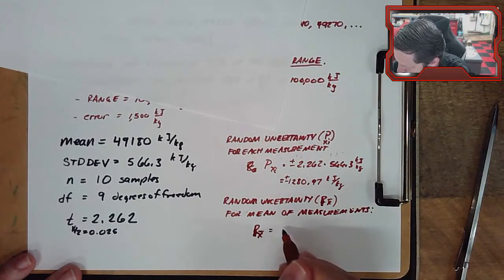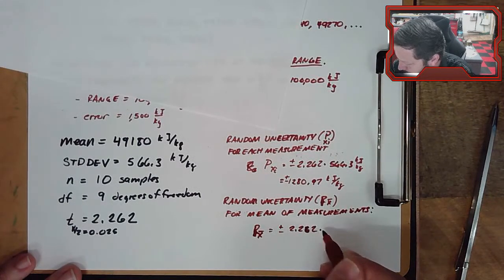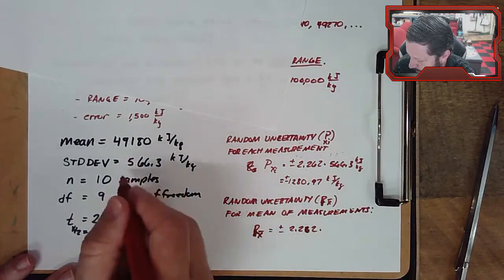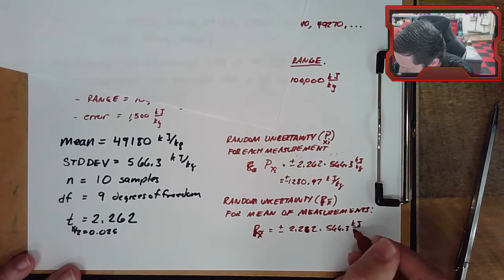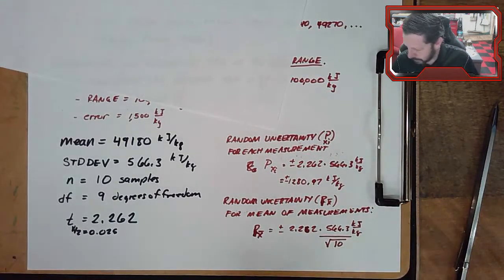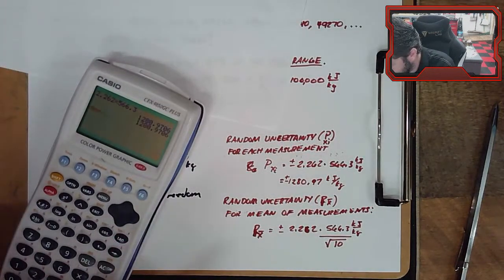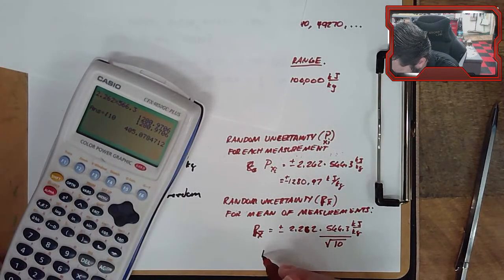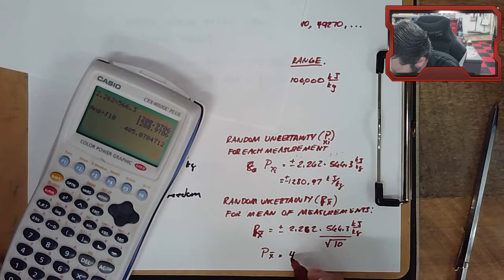P x bar equals plus or minus t, 2.262, times the standard deviation, 566.3 kilojoules per kilogram, but we divide by square root of 10. So it's this exact same number divided by the square root of 10. Still in my calculator, so divide by square root of 10, 405. P x bar equals plus or minus 405.1.